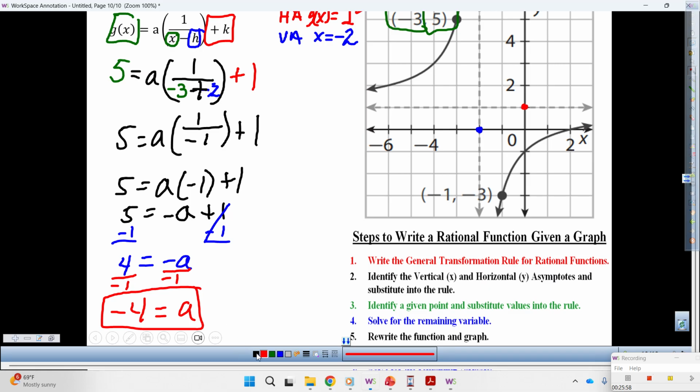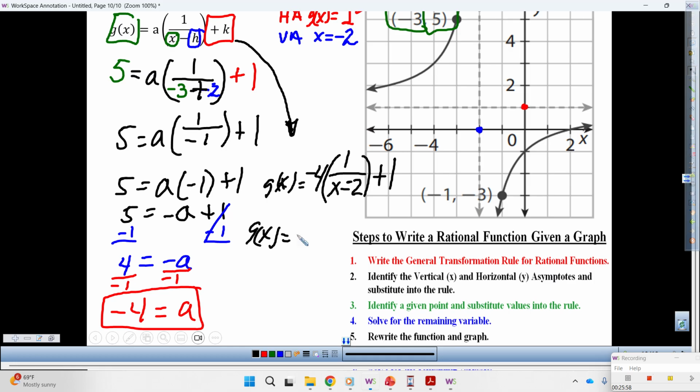All right, look up, please. Now that we have all our components, we rewrite this. G of x equals, instead of A, what am I going to write? Negative 4, parentheses, 1 over x minus, what was that number? Negative 2. And then plus 1. Is that correct? However, this negative times a negative becomes a positive. And that's how we write our function.